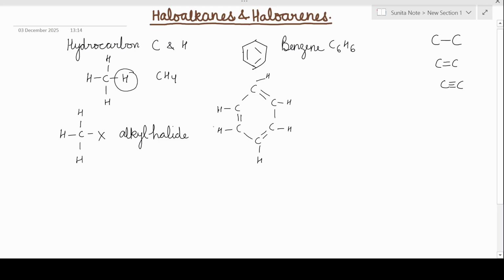Now the next sentence says haloalkanes contain halogen atoms attached to sp3 hybridized carbon atoms of an alkyl group, whereas haloarenes contain halogen atoms attached to sp2 hybridized carbon atoms of an aryl group. One thing: alkane minus one hydrogen atom is alkyl, arene minus one hydrogen atom is aryl.